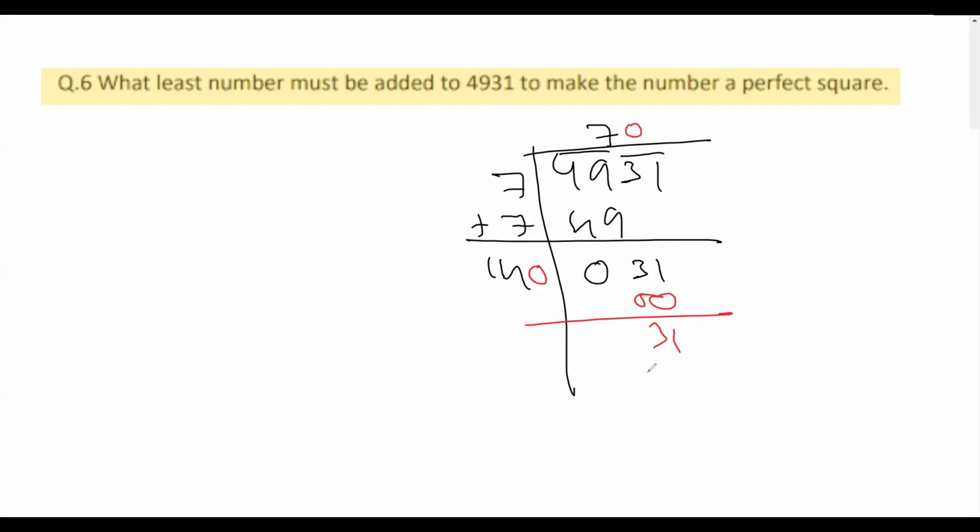But what you can see here is that we have to not subtract a number, right? The smallest number must be added and not subtracted. Had it been subtracted, then 31 should be subtracted to make it a perfect square. So we have to take a number larger than this. So instead of 0, I'll plug in 1 here.